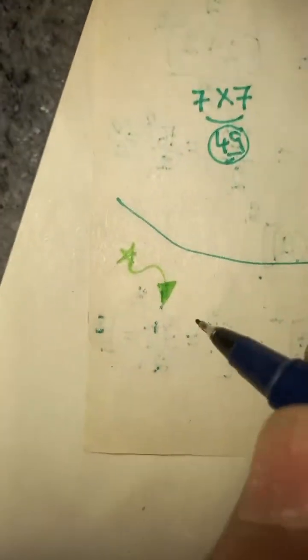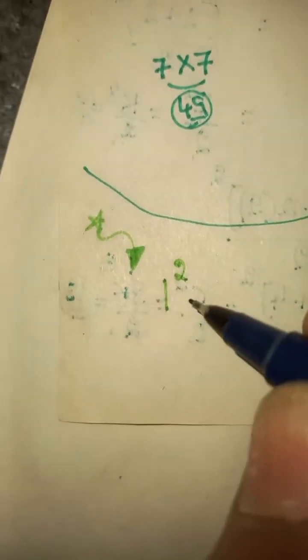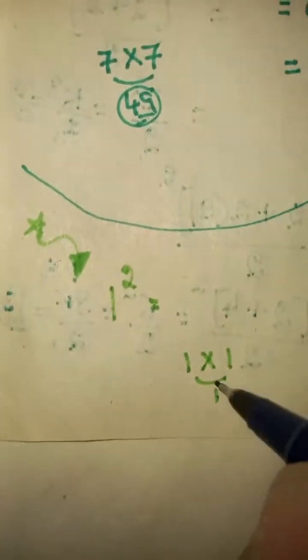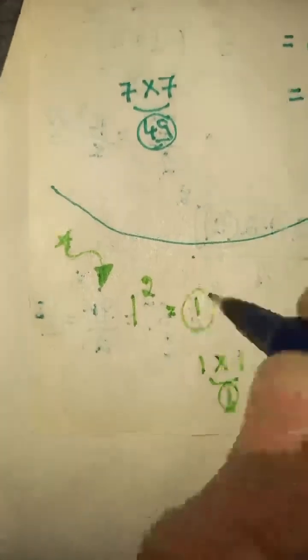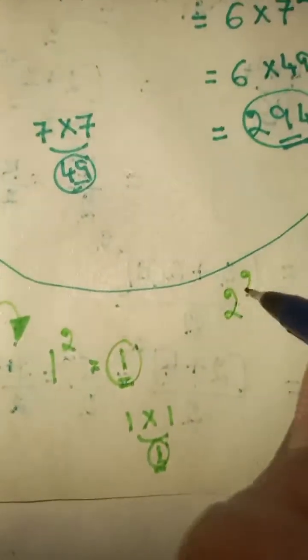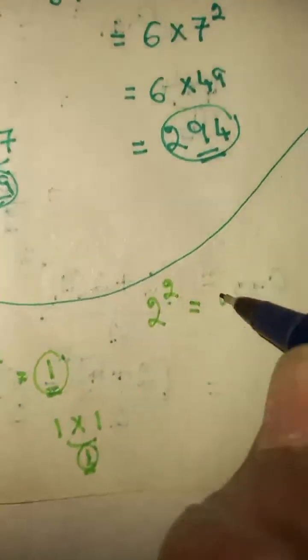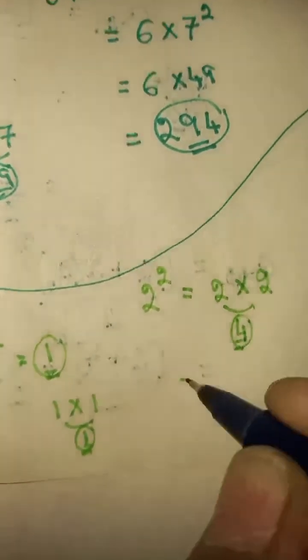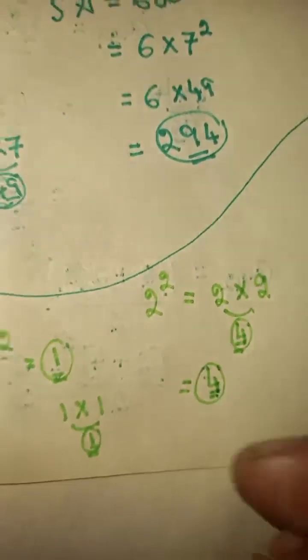Going to tell different number squares from the beginning. 1 square is nothing but 1 times of 1, which remains as 1 itself. Let's take 2 square. 2 square can become 2 times of 2. 2 times of 2 is 4. So it is equal to 4.